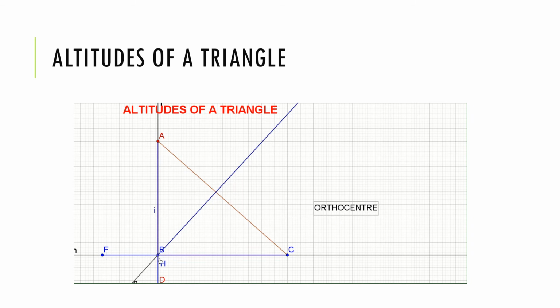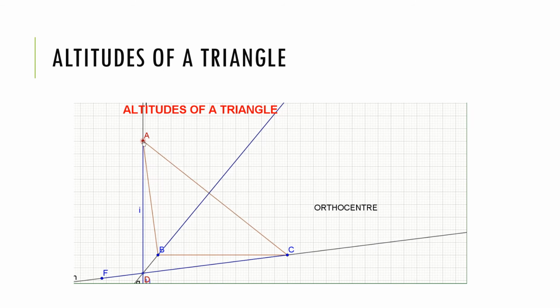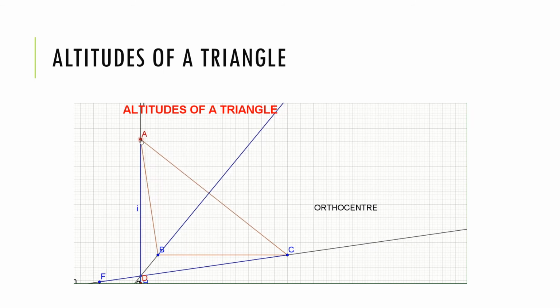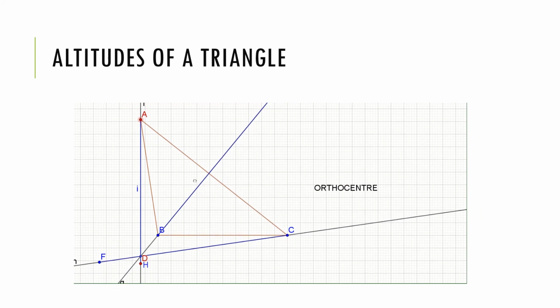So in a right angle triangle, the altitudes meet at the vertex of the triangle itself. Orthocenter is this H. Now what will happen if the triangle is an obtuse angle triangle? Let us make it an obtuse. Oh, you can see here. Now your orthocenter is actually moving out of the triangle. I can help you understand better by moving the triangle. You can see here, this is the point D. The point H actually lies outside the triangle.